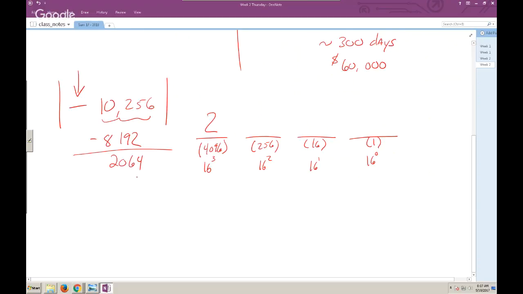Okay. How many factors of 256 can we pull out? Okay. Representing how much? Leaving us a balance of? Then a 1 and a 0.